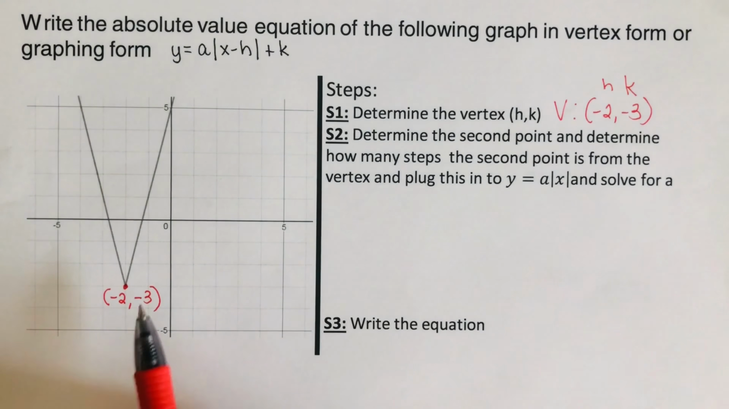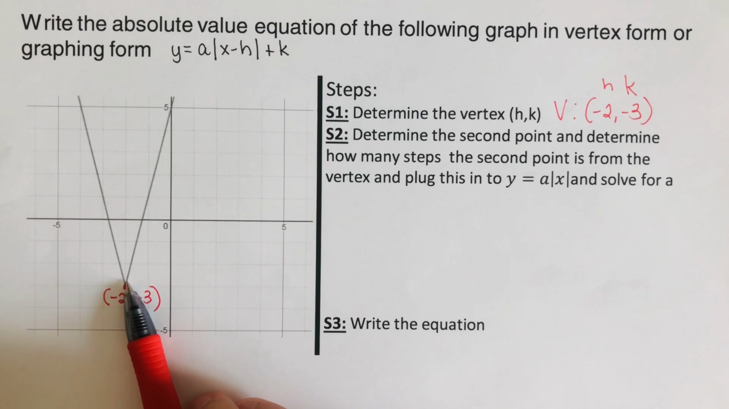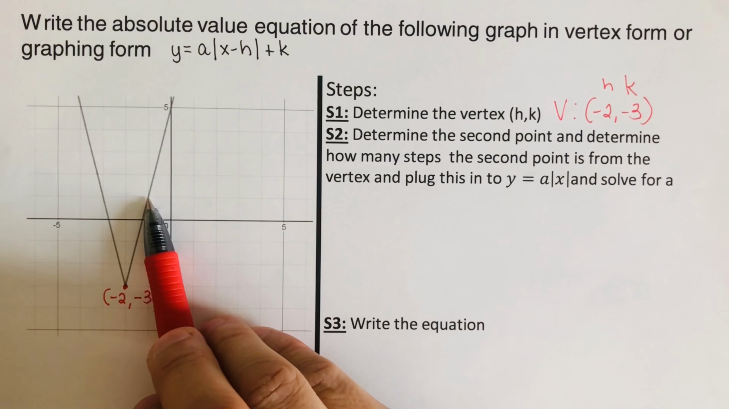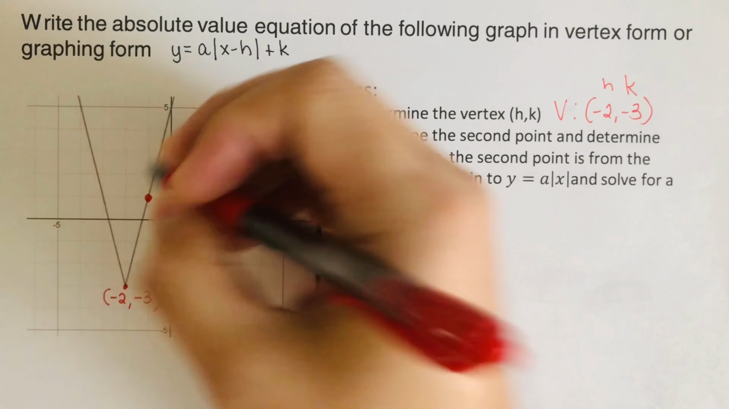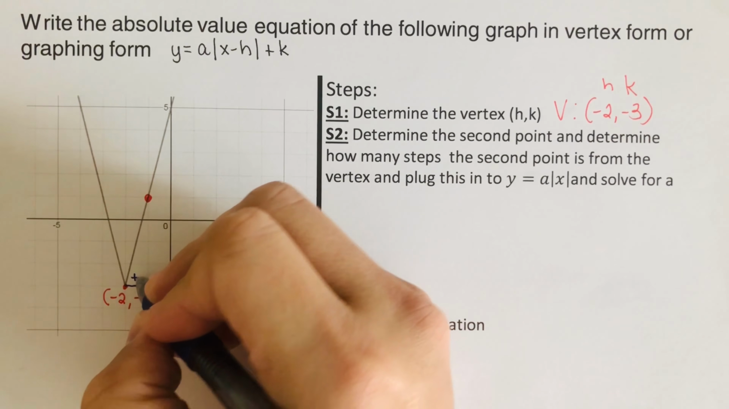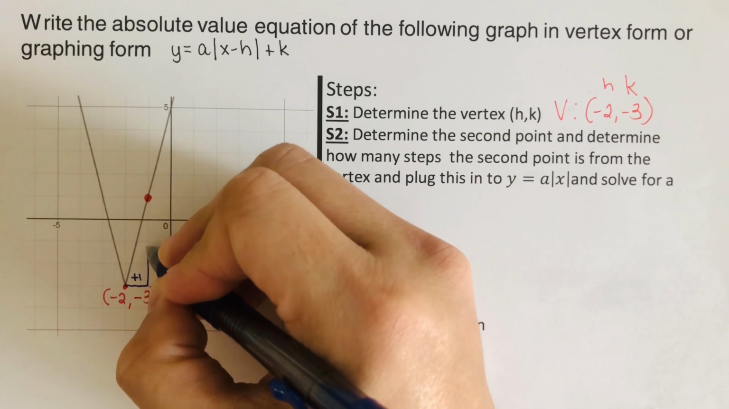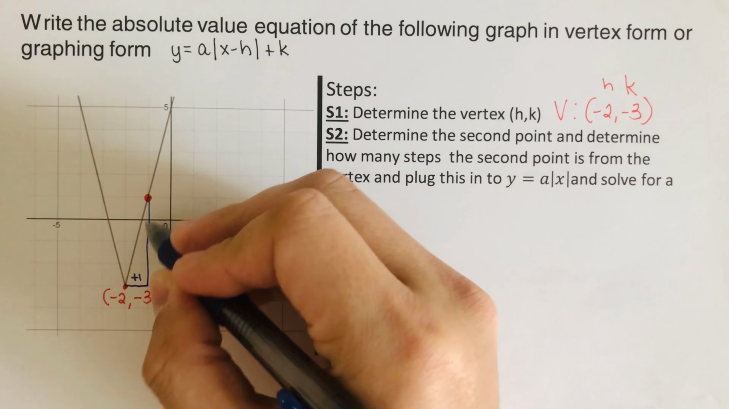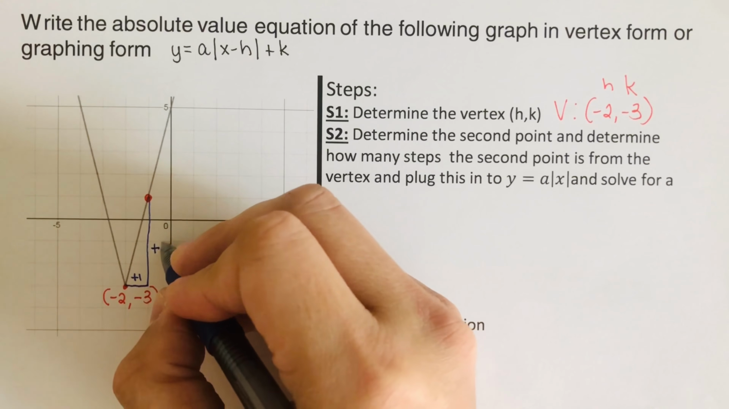So then we go ahead and trace to the right. Let's see, where is that second dot? The second dot is up here. So I'm going to put a dot there, and then I am going to count. That is +1 because it's to the right, and then I'll count up there. That's 1, 2, 3, 4. So that is a +4.